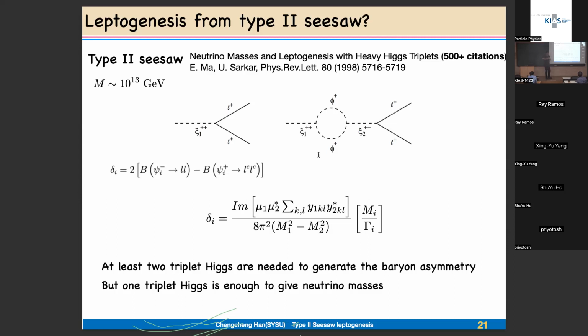They also tried the tree level and loop level diagrams, but they found one triplet Higgs cannot do it. You can check this formula. They need the mu, the coupling of the delta to Higgs, this mu1, mu2 star. If they only have one triplet Higgs, then the complex part cancels. Then we cannot have the lepton symmetry generated by the triplet Higgs. That's why in his paper they call this heavy Higgs triplet. They don't call it type II Seesaw leptogenesis because they need two triplet Higgs to do this, which is not good. One is enough for neutrino mass. With two, it's not the minimal model of the type II Seesaw.